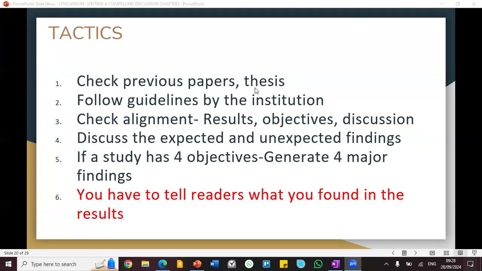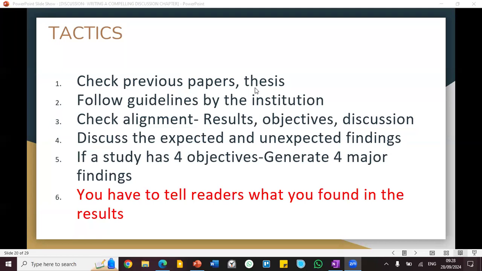I repeat again, maybe I was muted. I repeat on tactic number one. We start with checking previous papers that have been published, or theses, or any dissertation. Look for the structure and the format. They will give you a guide on how to approach your work.